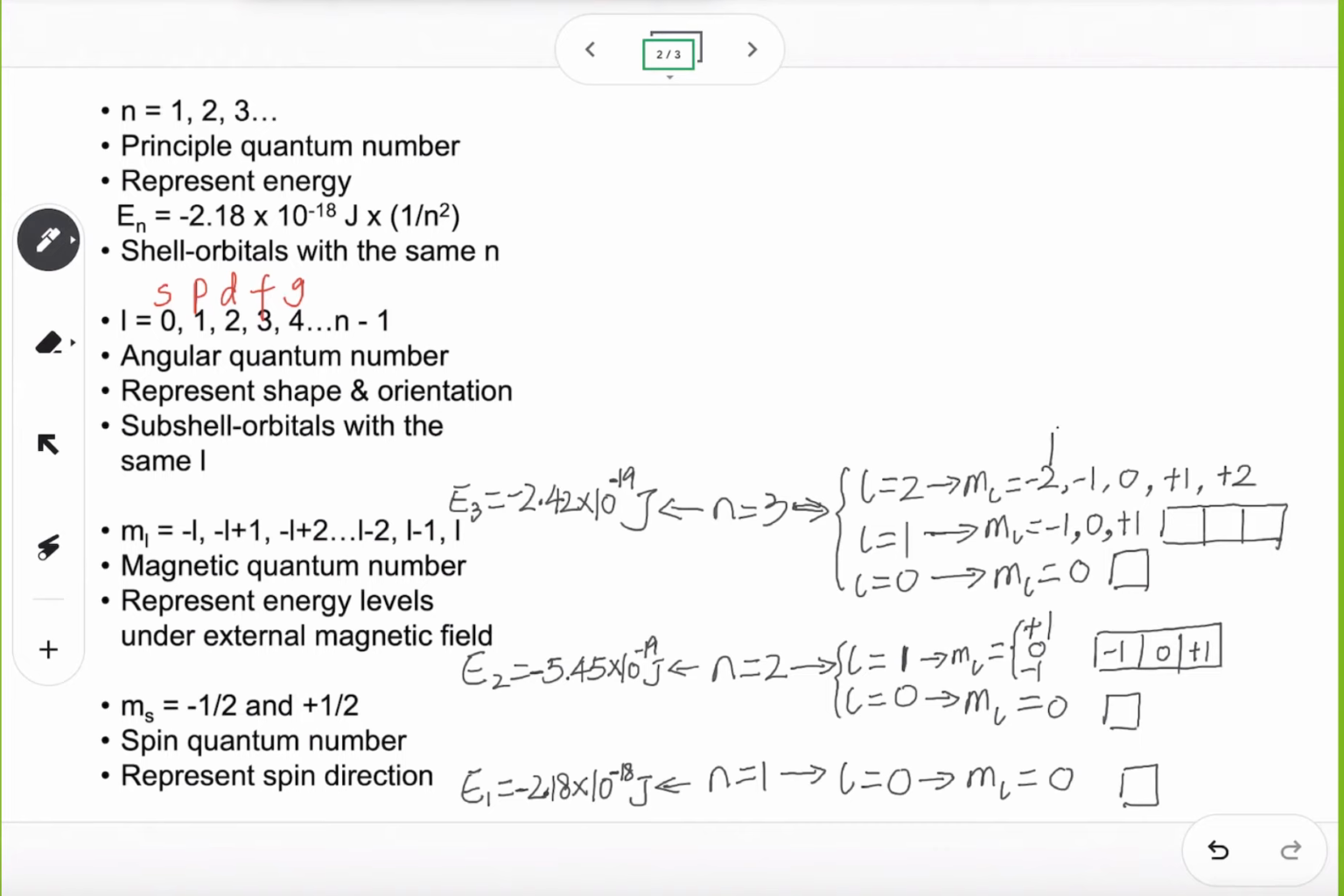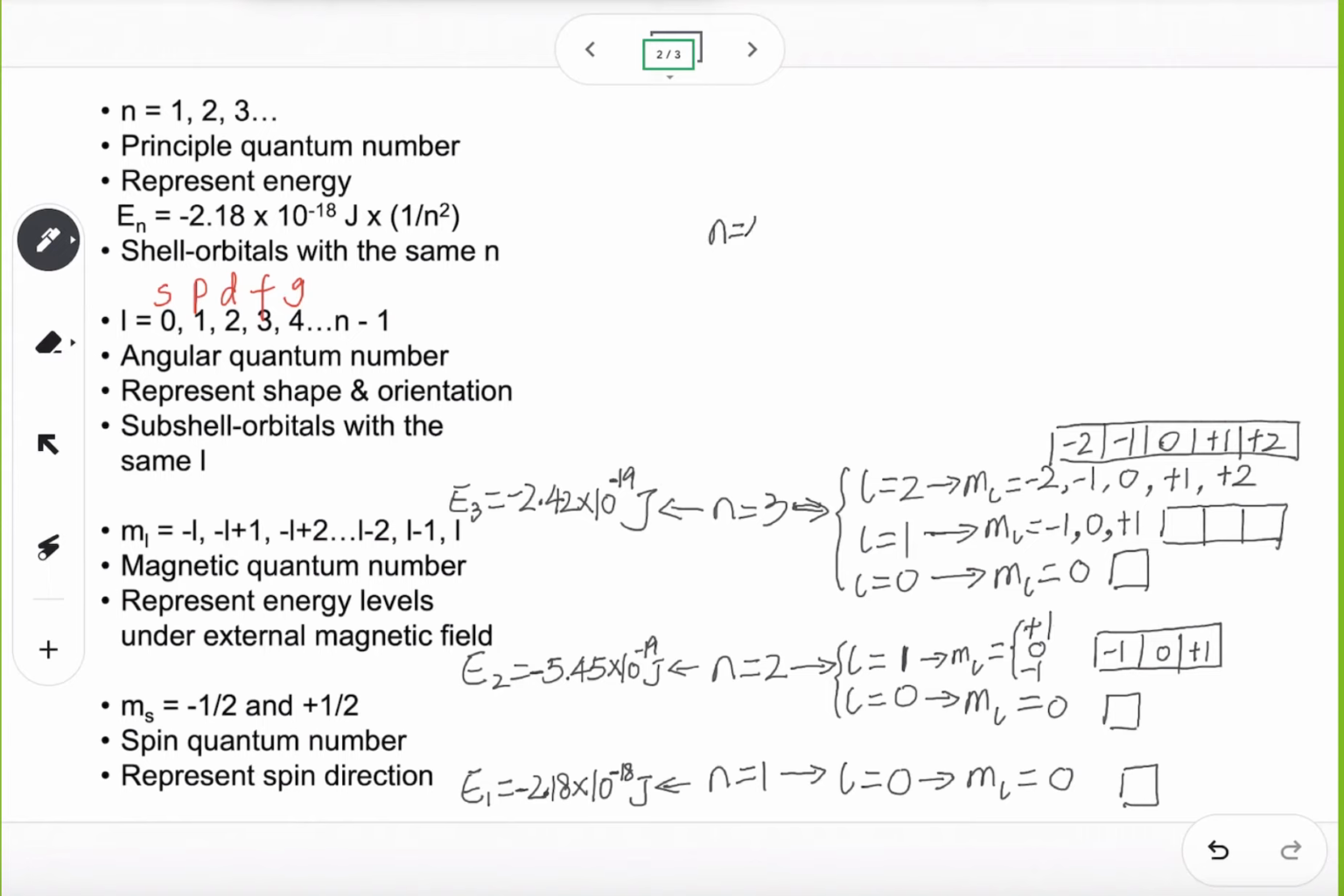Let me draw it here. 1, 2, 3, 4, 5 boxes. And again, like we did for this, if you really want to label those 5 boxes, then the first one is -2, -1, 0, +1, and +2. So this is n equals to 3. Now the next one is going to be n equals to 4. As you can see, the next positive integer would be 4. All right, so n equals to 4, it needs more space.